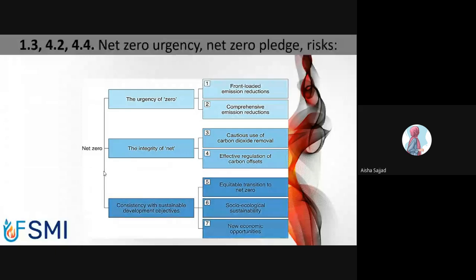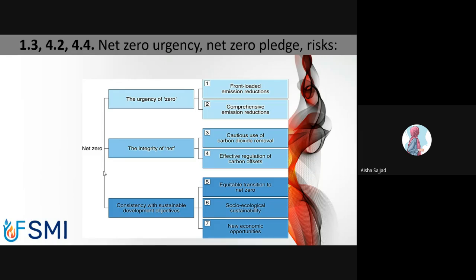The next three assessment criteria have been connected because they are similar to each other. We want to work on net zero urgency, talk about the net zero pledge, and what the risks related to net zero are. The urgency of net zero means that we need to immediately work on front-loaded emissions and reduce them as soon as possible. So we need some really comprehensive and clear targets, and all of those targets need to be very complete. We also want to talk about how carbon dioxide can be consciously and very carefully removed from the environment and how carbon offsets can be done.